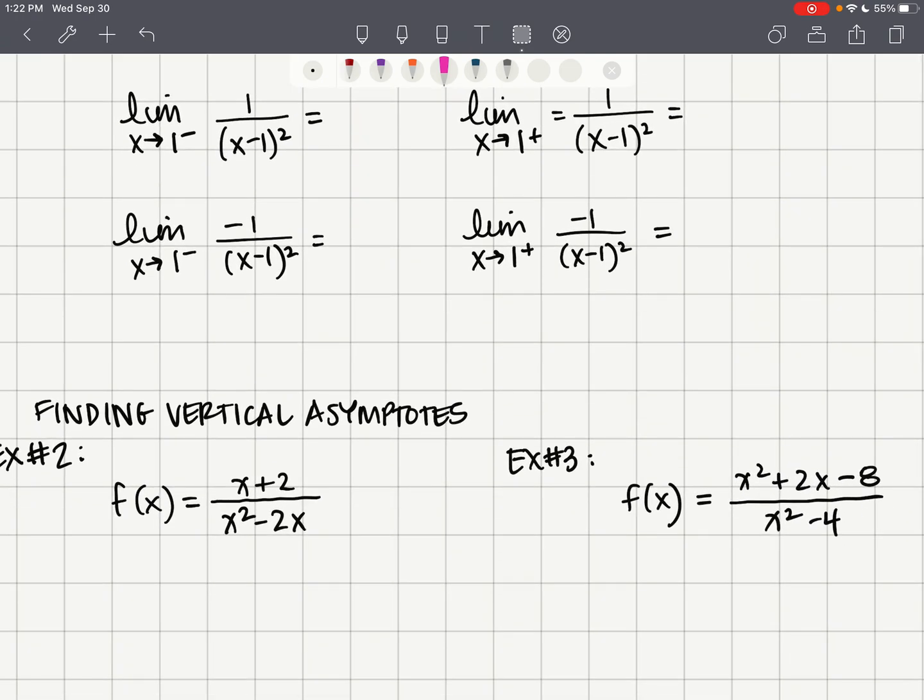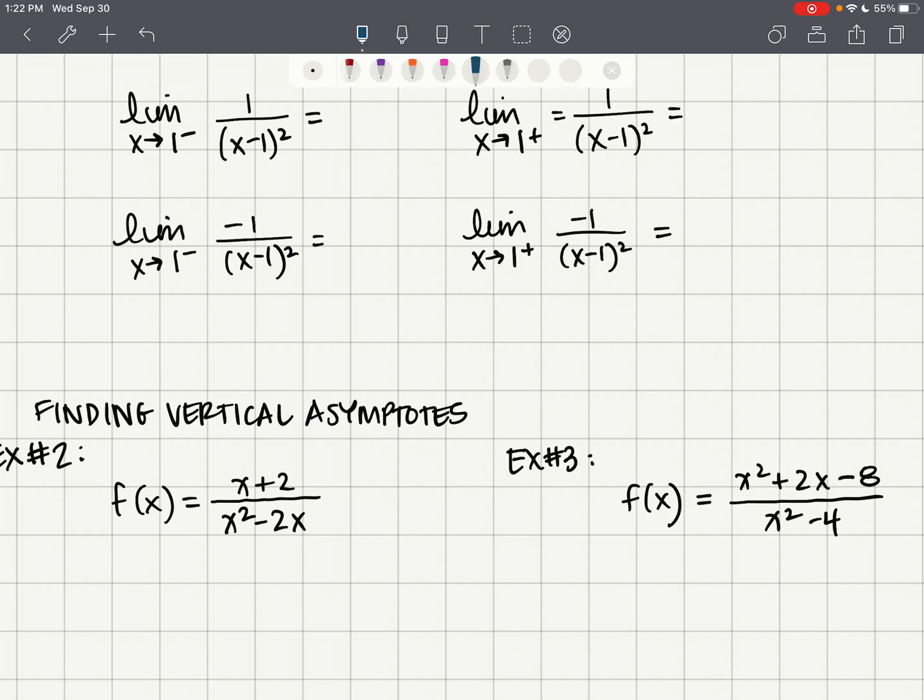So let's try these four. Matter of fact, you try them. You can either use the graph, because I already gave you the parent function, or you can plug values in and see what happens. When you come back, I'm going to provide the answers.